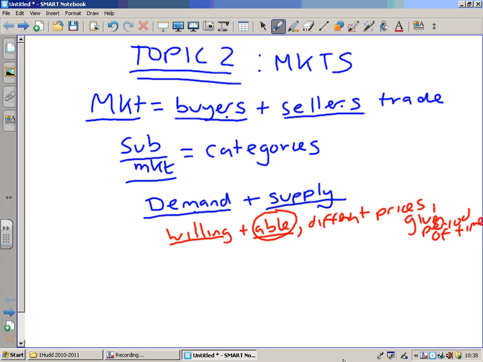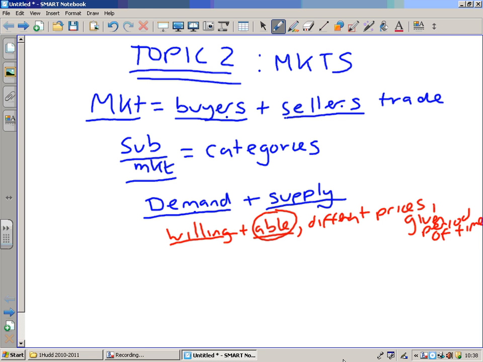Same for a supplier. They've got to be both willing and able to supply a product at a certain price level. If they're able to, clearly it's because they can make a profit from it. They can produce a good or a service. Are they willing to? Does it offer a high enough return for them or not? Next part of these definitions, different prices. We'll look at this along a supply and demand diagram in a minute or two. And it must be at a given period of time.